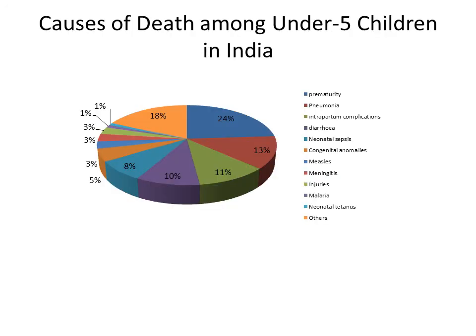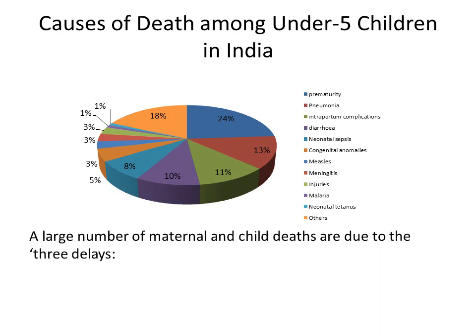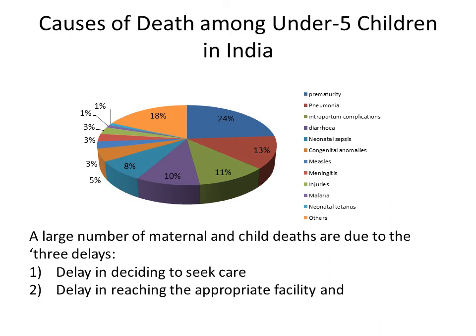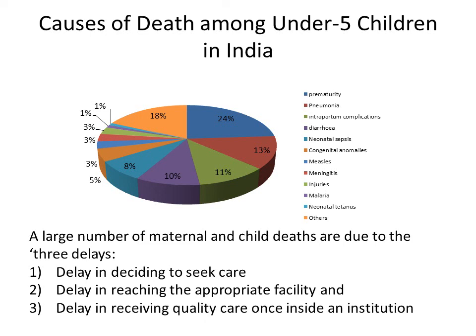The figure shows major causes of death among the under 5 children in India. Prematurity, pneumonia, intrapartum complications, diarrhea, other infections. It has been observed that a large number of maternal and child deaths are due to 3 delays. First, delay in deciding that there is a need to seek medical care. Second, delay in reaching the appropriate health facility because of transport difficulties. And finally, delay in receiving quality care once inside an institution.